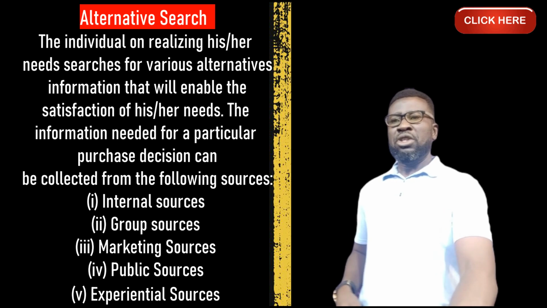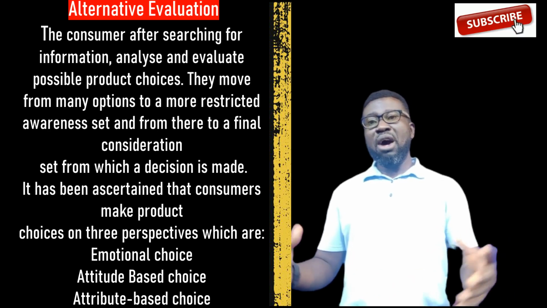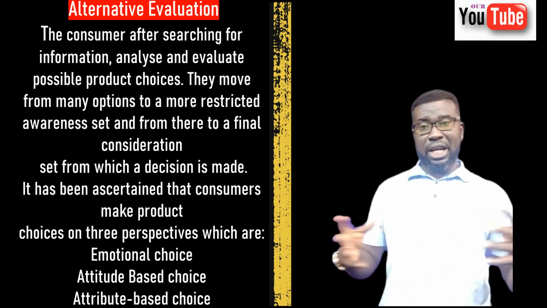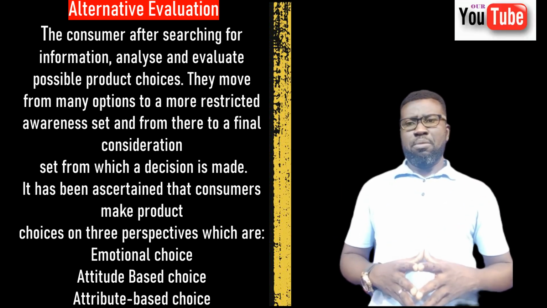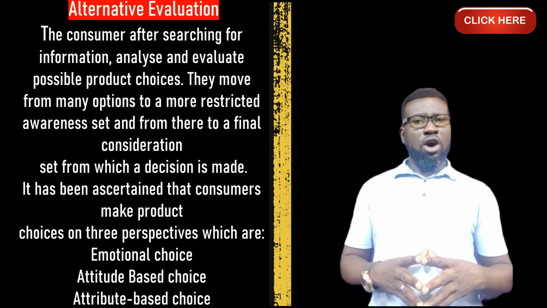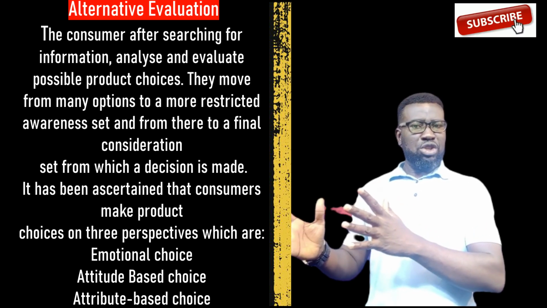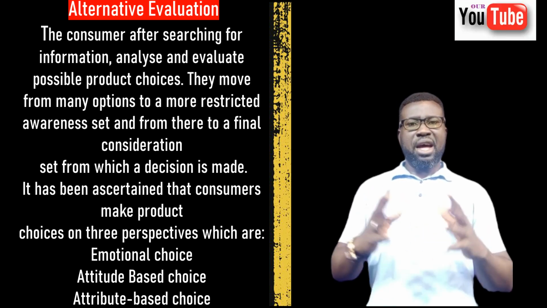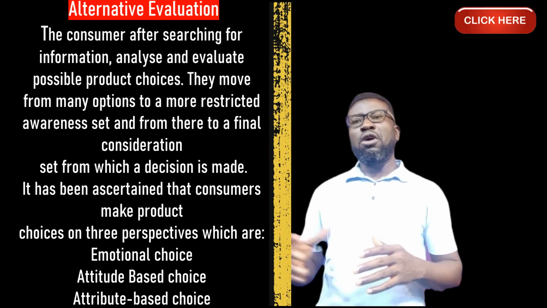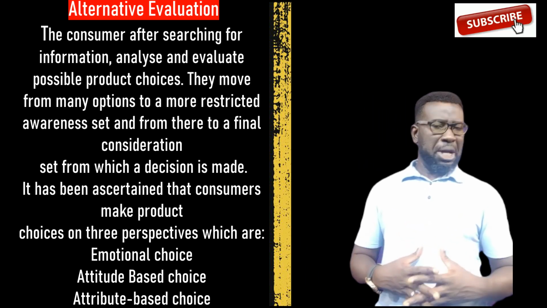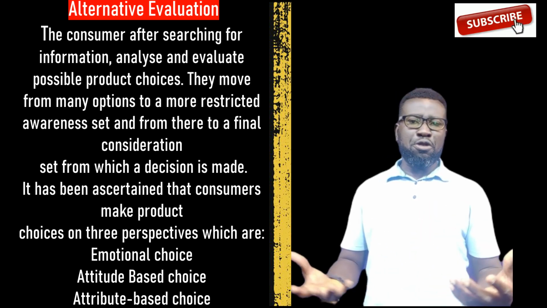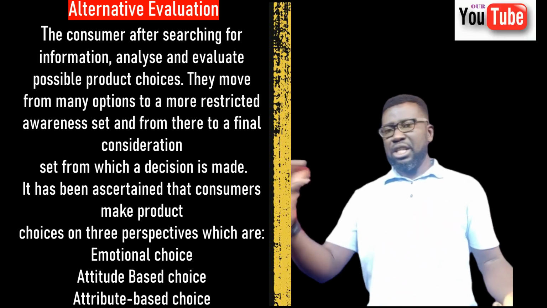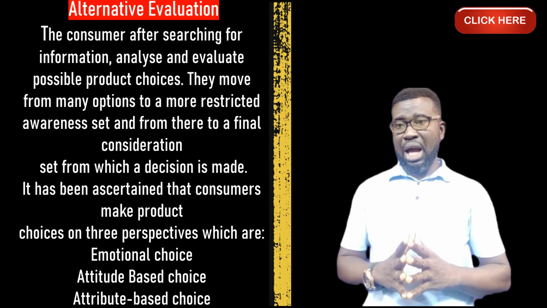Now, number three is alternative evaluation. After searching for information, the consumer analyzes and evaluates possible product choices. They move from many options to a more restricted awareness set, and from there to the final consideration set from which a decision is made. All right, so the individual evaluates the alternatives based on information received from internal and external sources, all the various sources we just mentioned.